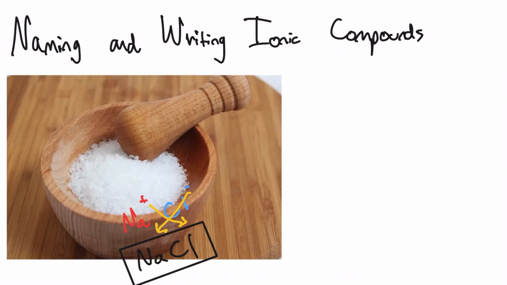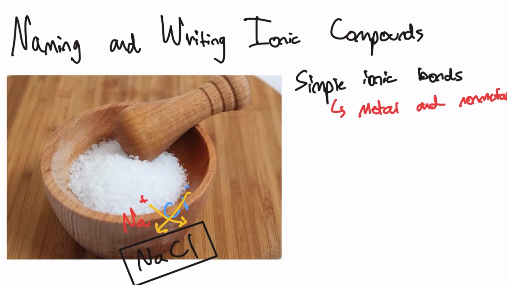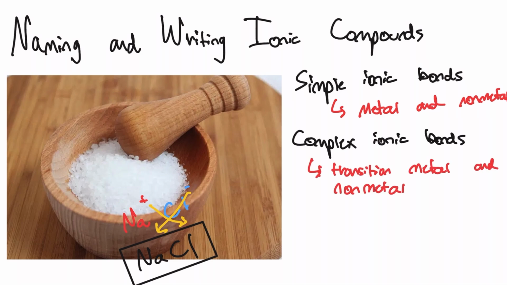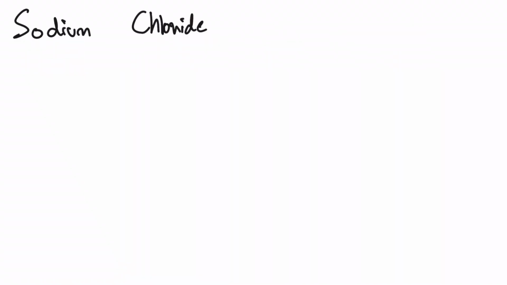Something I'm going to clarify before jumping in. Simple ionic bonds are bonds that exist between a metal and a nonmetal, while complex ionic bonds exist between a transition metal and a nonmetal. Let's begin by learning how to write the notation for simple ionic compounds, starting with the compound sodium chloride, commonly known as table salt. To start, let's break this down into its individual elements.